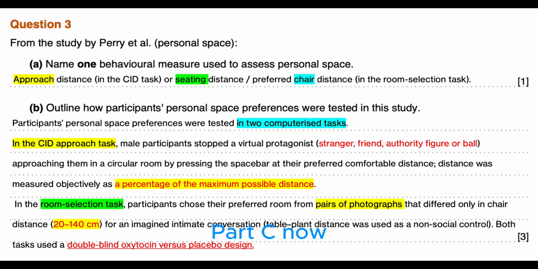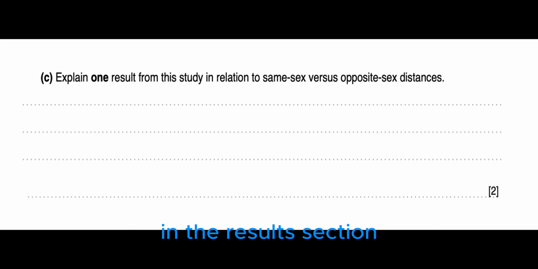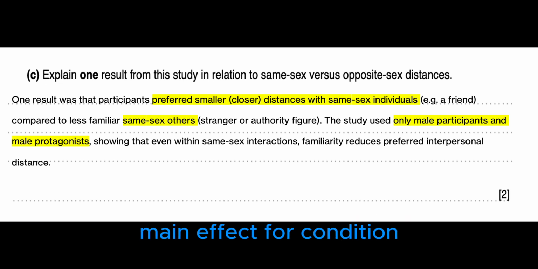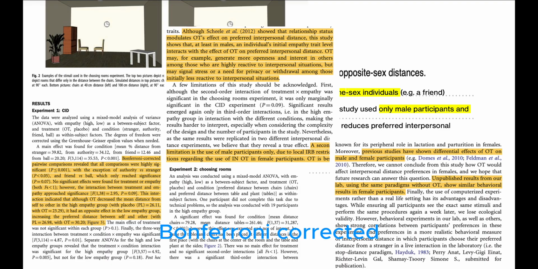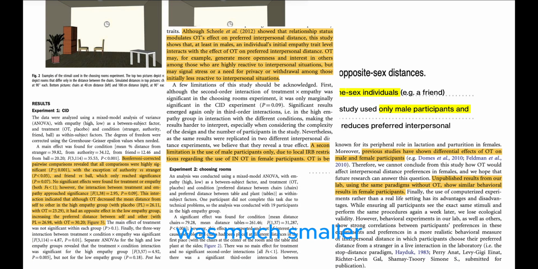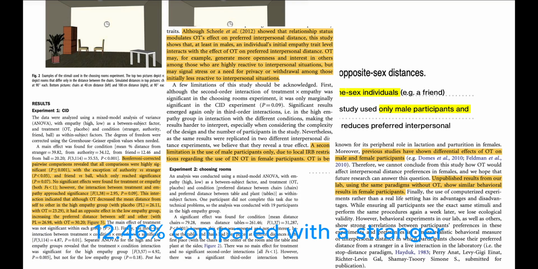Part C. Now, based on that setup, let's look at the results. In the results section, the researchers report a significant main effect for condition. Bonferroni corrected pairwise comparisons showed that the mean percentage of maximum distance was much smaller when the approaching figure was labeled friend, 12.46%, compared with a stranger, 39.82%, or authority figure, 34.12%.